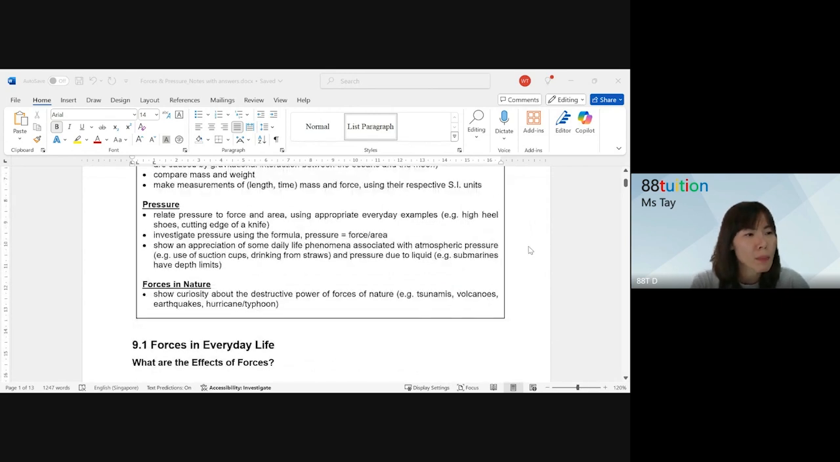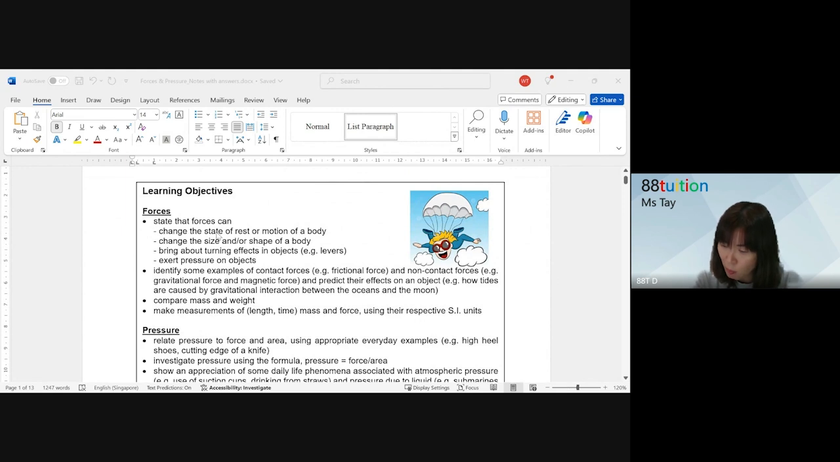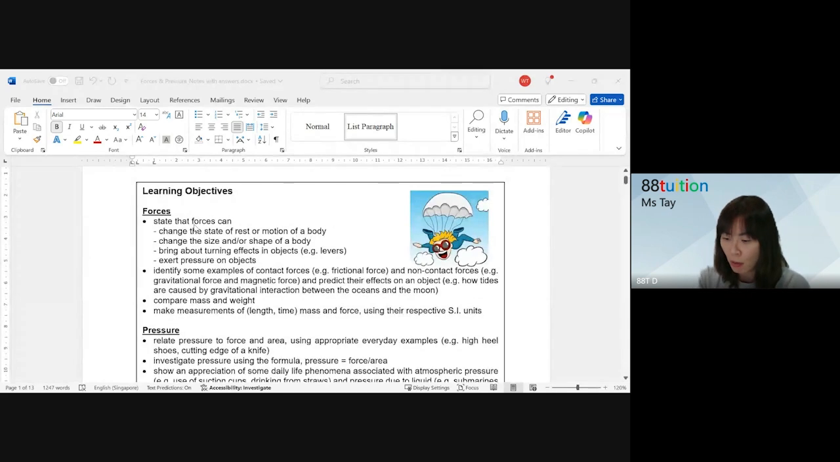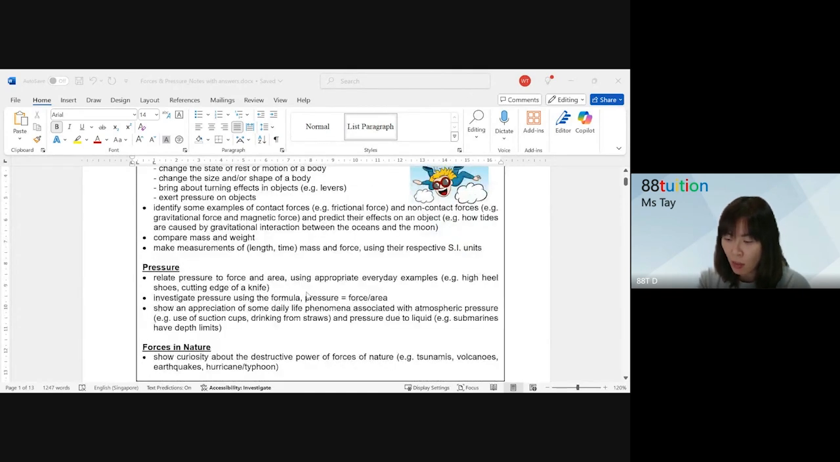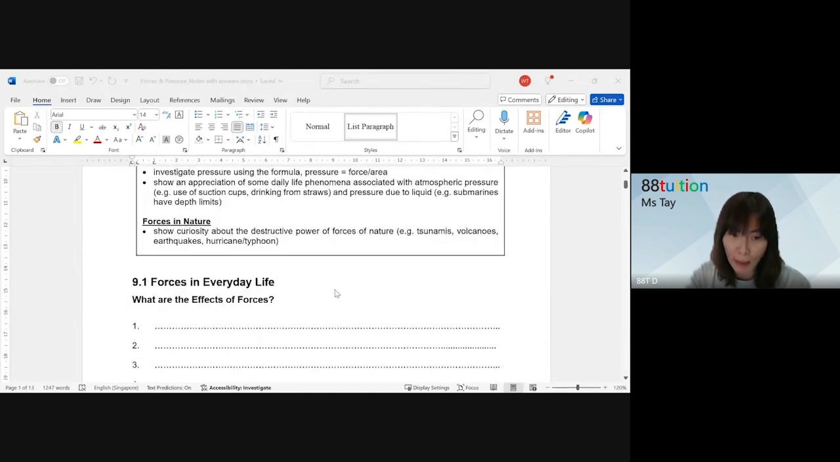Now, if I show you, you can see the learning objective is pretty much the same as what I have talked to you about just now. What you don't see yet is pressure and the forces in nature. These two we are covering in another lesson. So today, you just focus on this part. The notes that you have received are only for the forces part. Pressure onwards, you don't have yet. You are going to receive it before next Tuesday.